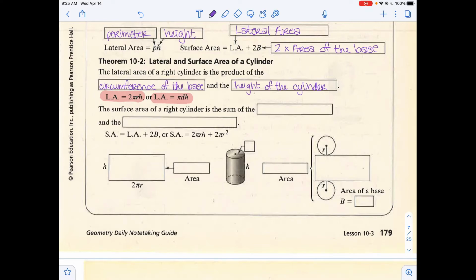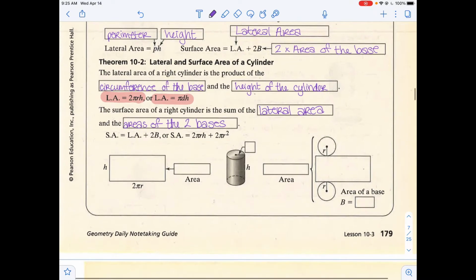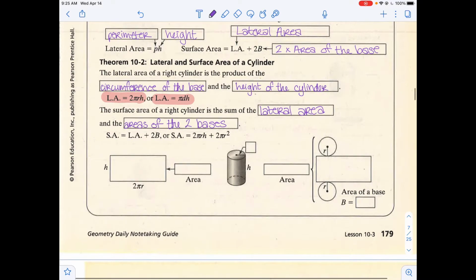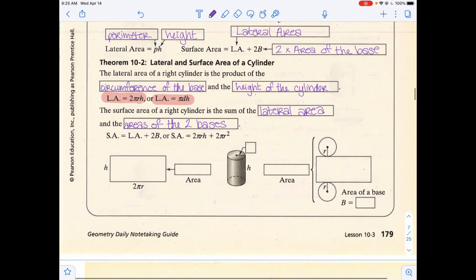Okay, the surface area of a right cylinder, so this is total surface area of a right cylinder, is the sum of the lateral area and the areas of the two bases. So lateral area plus 2 times the area of the base. Well, we know that lateral area is 2 pi r times the height, plus the area of the base is pi r squared. So the surface area is 2 pi r times height plus 2 pi r squared.